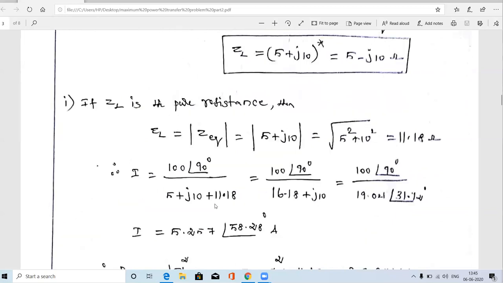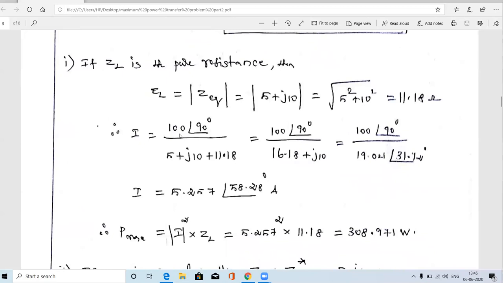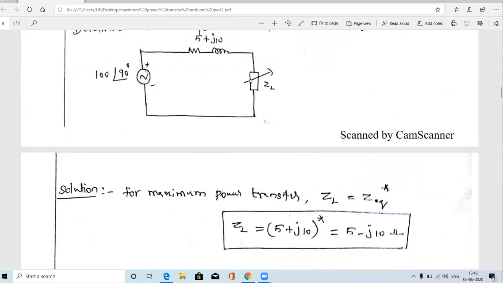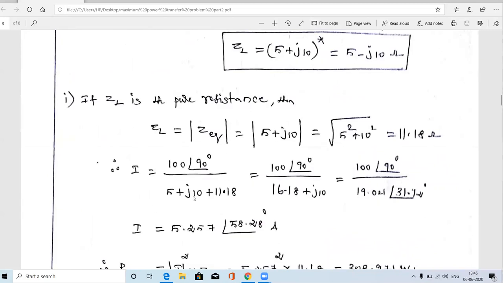So what is I? In the circuit, I is the current flowing through this circuit. It is the given voltage divided by the addition of these two impedances. So the current I can be written as 100 with 90 degrees divided by the addition of these two values. What is this value? 5 plus J10. What is the value of ZL? The ZL is 11.18. So 5 plus J10 plus 11.18.